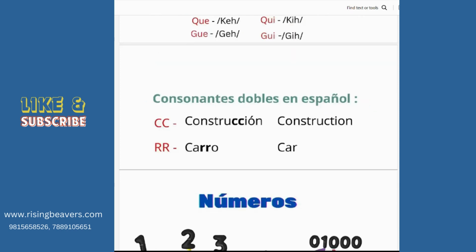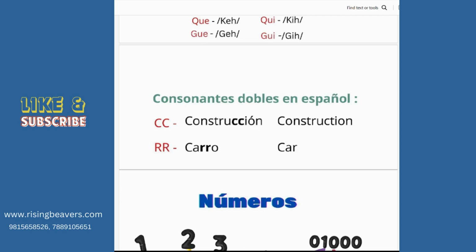Consonantes dobles. So, it is written here, consonantes dobles in Español. Any idea what's the meaning of consonantes dobles? See the word? Any idea? Okay, consonantes dobles in Español means double consonant in Spanish. Consonantes is consonants. Dobles is double. Double consonant in Spanish. So, first we have double C.